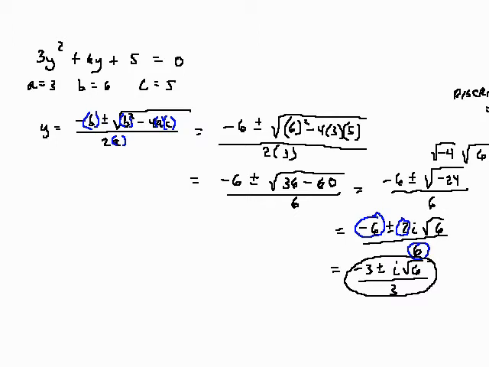If you wanted to write them out, negative 3 plus i times the square root of 6 over 3, or negative 3 minus i times the square root of 6 over 3. And that would be the way the book writes it. Now, I don't know if I agree with that way they write it there, but that's okay. I think they would be happy with that if you got it.